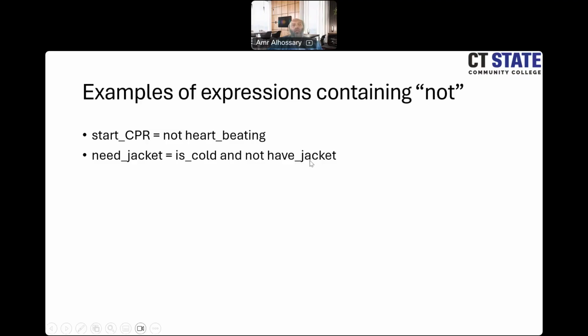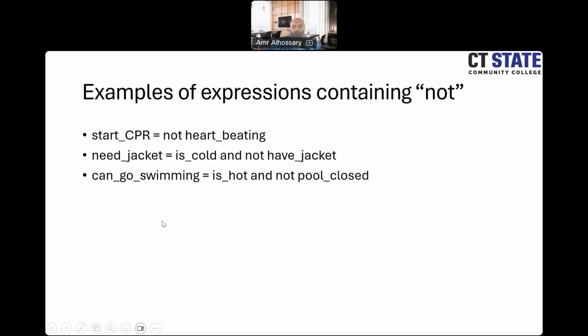If have jacket is false, the negation of false is true. It means I don't have a jacket. Negating it became true. And cold is true. So true and true is true.